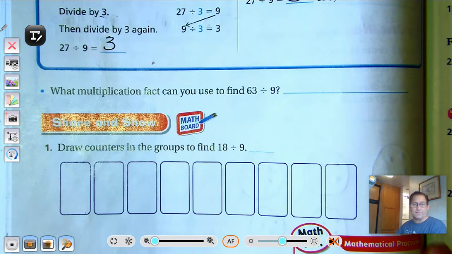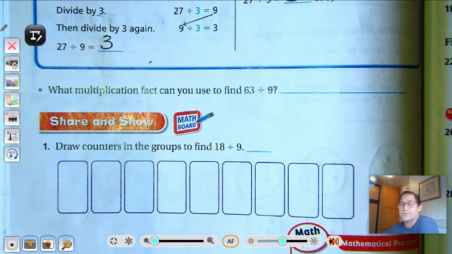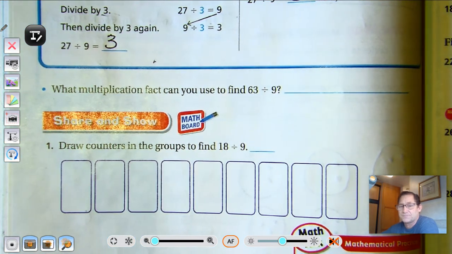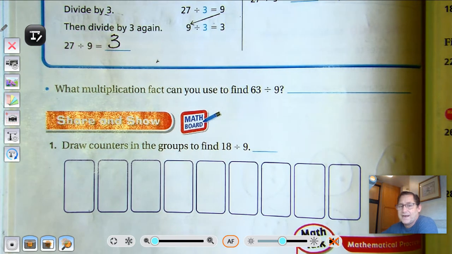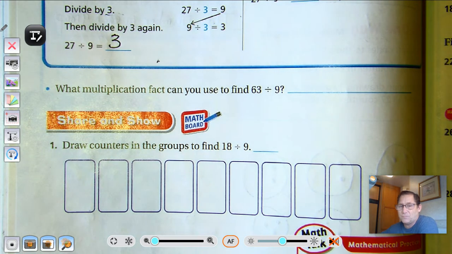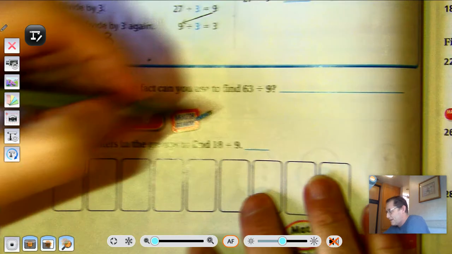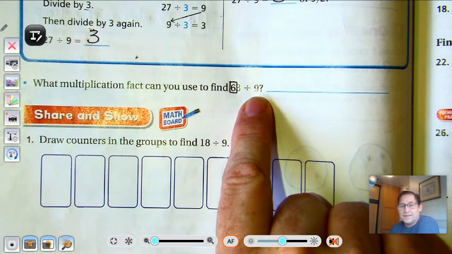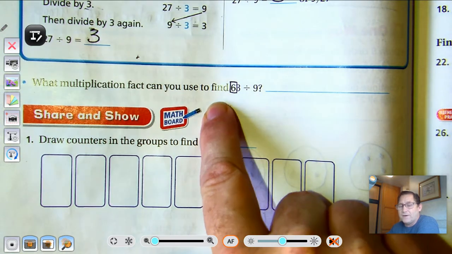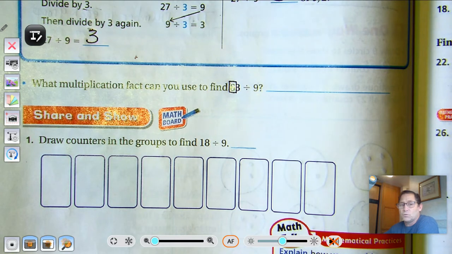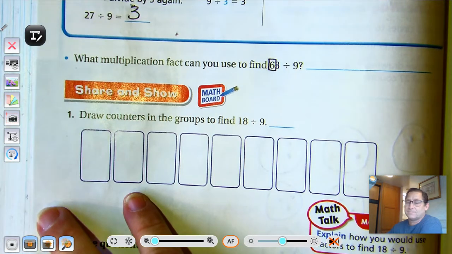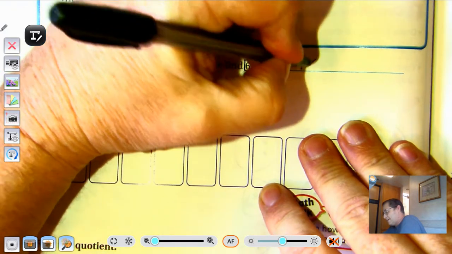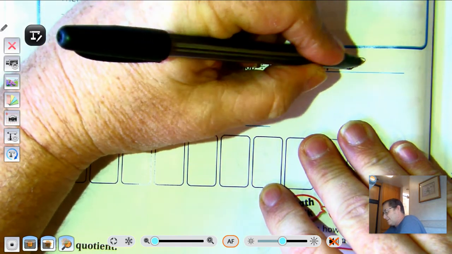All right, so here, what multiplication fact can we use to find 63 divided by 9? All right, well, if I don't know my 9s, that doesn't help me much. But we did learn when we were multiplying by 9s a way of telling what the factor is that I'm multiplying by 9. If I look at the 63, I know that the number that I multiply by the 9 is 1 greater than that. So what's 1 greater than 6? 7. So I would use 9 times 7 is 63.